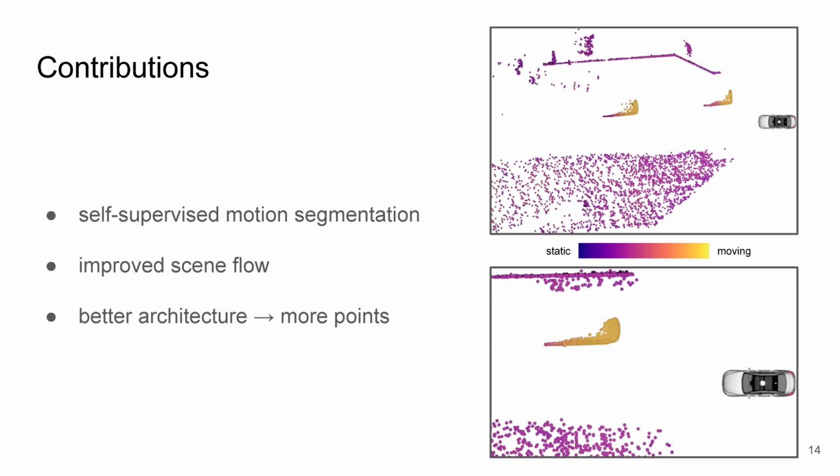To summarize the main contributions of our work: our method is the first to perform self-supervised motion segmentation, as demonstrated on the right. The usage of this learned motion segmentation enables aggregation of scene flow and thus improves scene flow predictions, as we demonstrate in experiments. Also, we introduce a new network architecture capable of handling more points than previous methods for scene flow estimation, leading to improved performance with respect to the current state of the art.